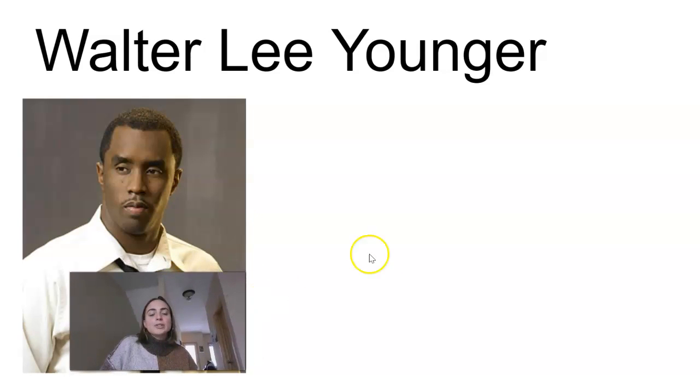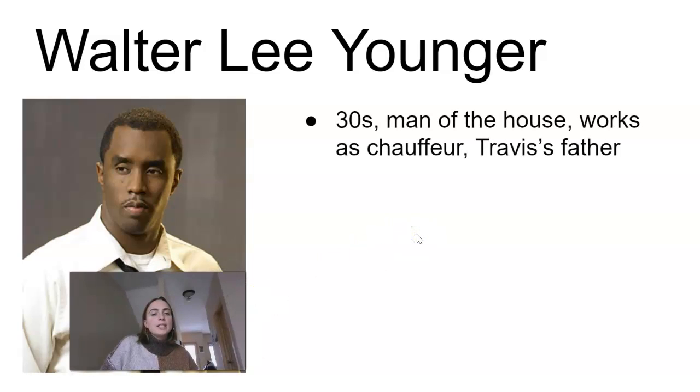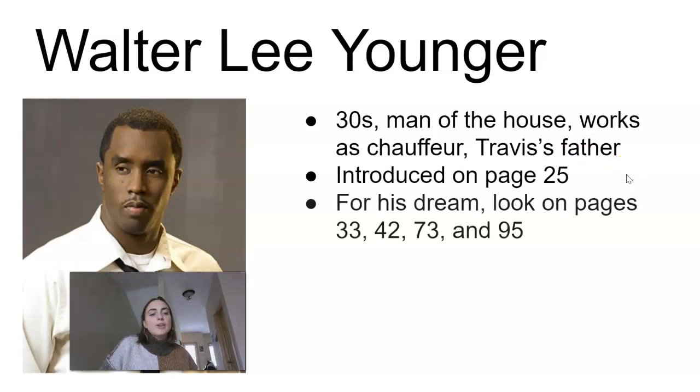Here we have Walter Lee Younger. He is a man in his 30s. He likes to think of himself as the man of the house. He works as a chauffeur, meaning he drives other people's cars, and he doesn't think this is a good enough job for himself. He is Travis's father. He's Ruth's husband, Beneatha's brother. And he's first introduced on page 25. For his dream, you can look back at pages 33, 42, 73, and 95.